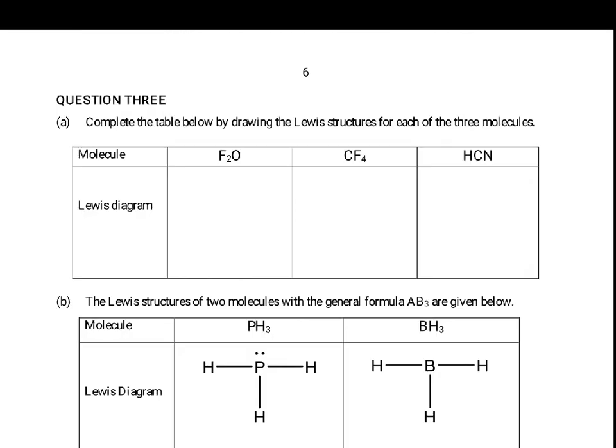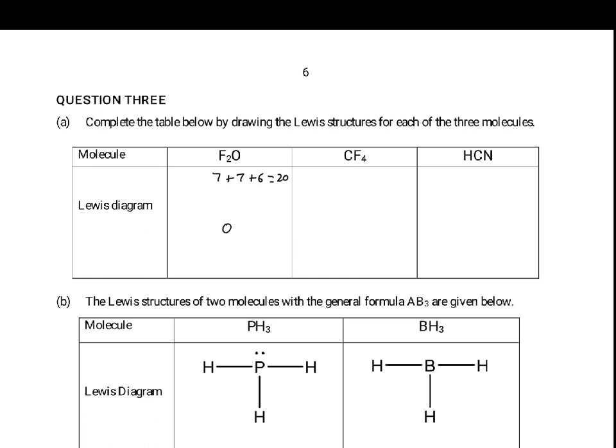Lucky last, you're given 3 molecules and asked to draw the Lewis diagram for them. First thing you need to do is work out how many valence electrons you have. Fluorine is in group 17, which means it has 7 valence electrons. There's 2 of them. Oxygen's in group 16, which gives us 6 valence electrons. So that gives you a total electron count of 20.